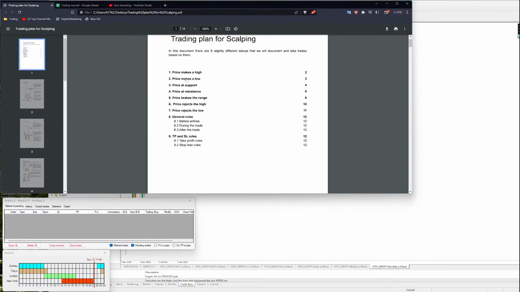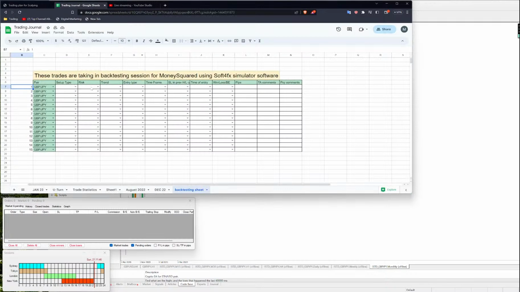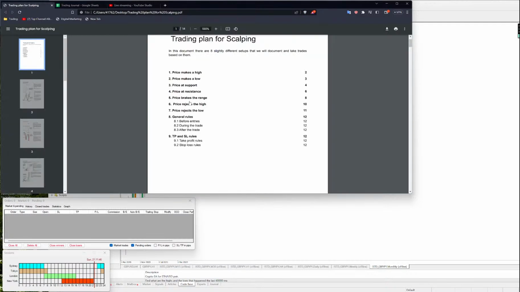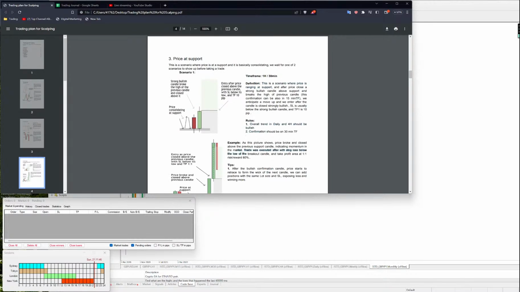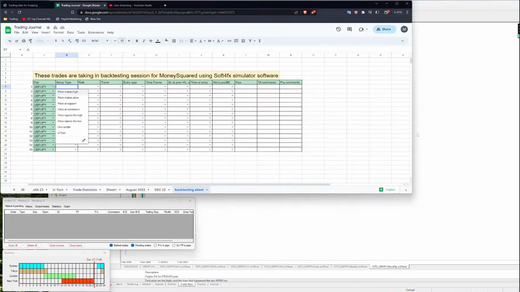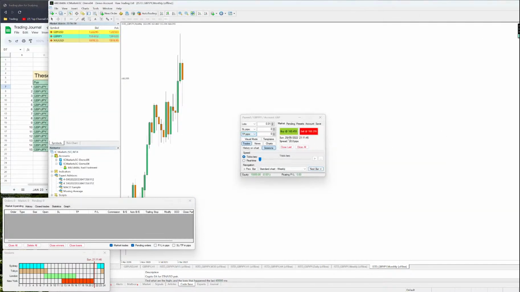We're gonna have the trading plan according to every trade that we take here. The setup type is our trading plan here, which every trading plan has its own definition, rules, example, and tips, and everything else. So let's continue, and let's start now.